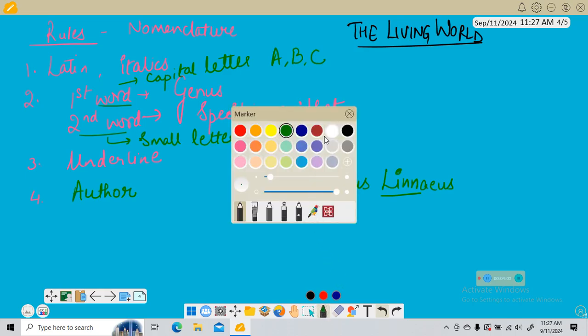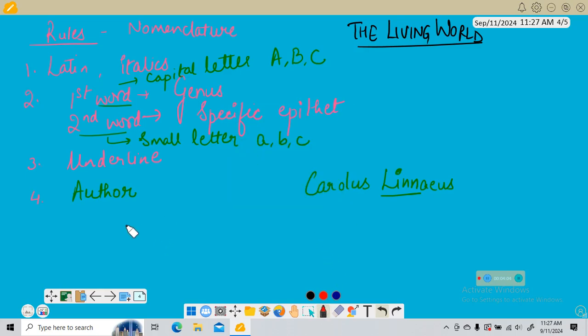Now let's take the example of Mangifera indica. I'll write Mangifera in italics. This is the scientific name of mango. Then I'll underline it. The first word is capital. The second word starts with a lowercase letter. Then if I need to write the author in front of it, I'll write it like this. And it indicates that this species was first described by Linnaeus.